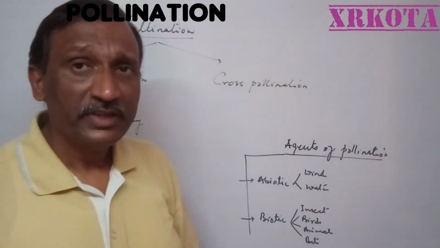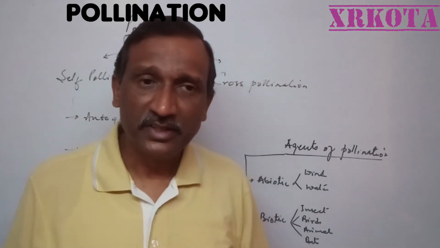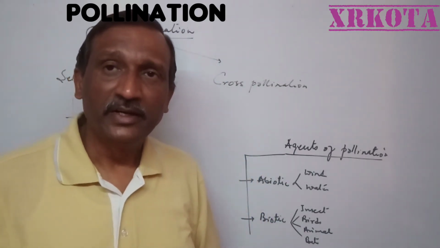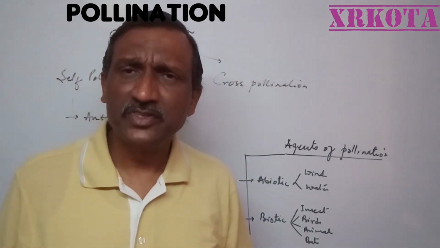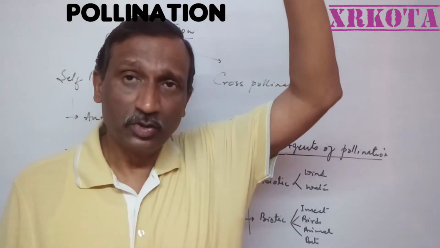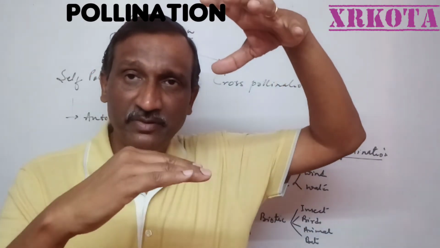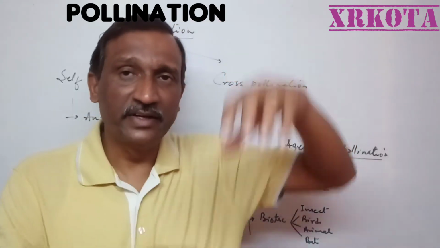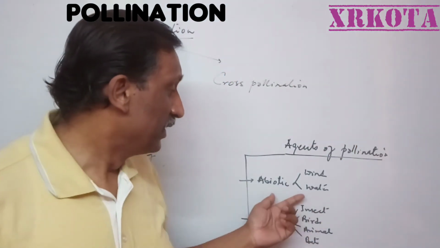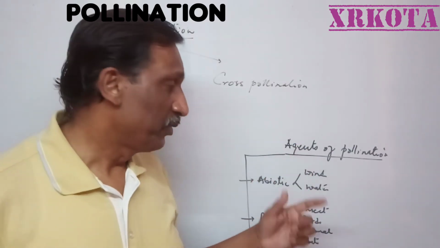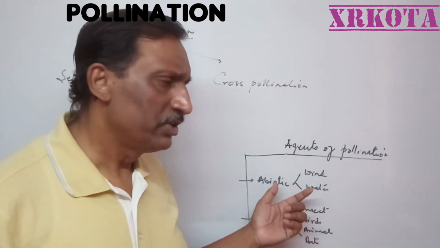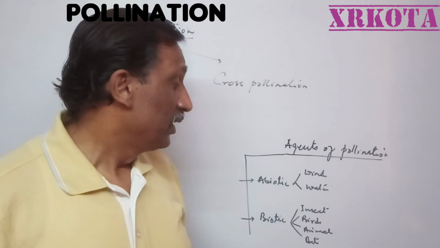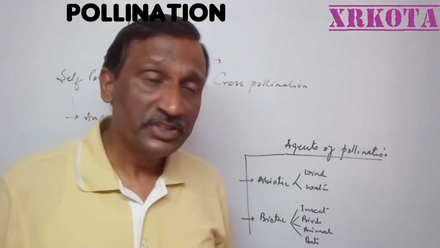In wind pollination, as we already discussed, the flower need not be colored, and very often you will find that the male flowers are located higher in position and the female flowers lower in position, so the pollen grains can easily fly and reach the female flowers. The male and female flowers, two different types, will be on the same plant or rather on different plants.